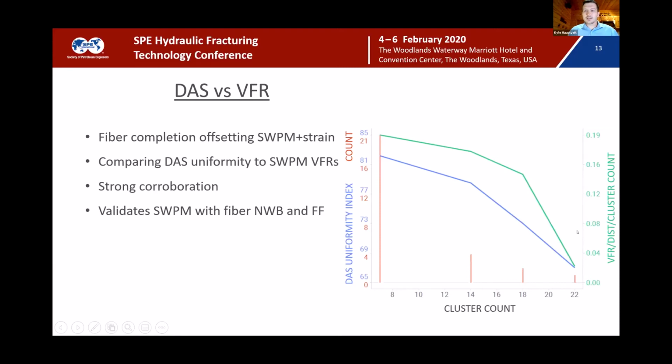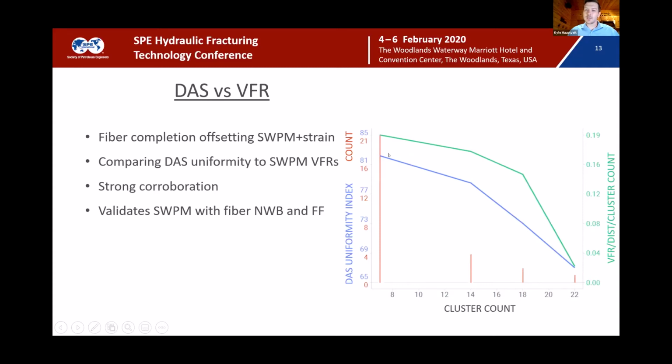The green line, this is the sealed wellbore, what we call uniformity index, and it's simply the volume to first response divided by the cluster count. The idea being, if you add more clusters, and you're truly treating those new clusters, this line should be completely horizontal. But if you add more clusters and you're unable to treat the additional clusters, you'll start to see that degrade over time.